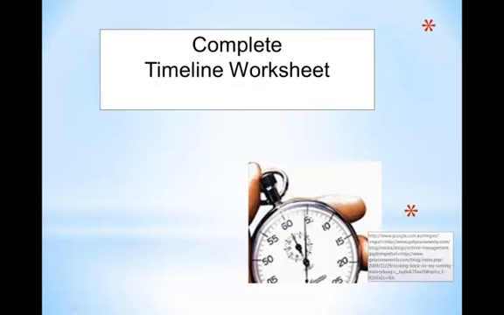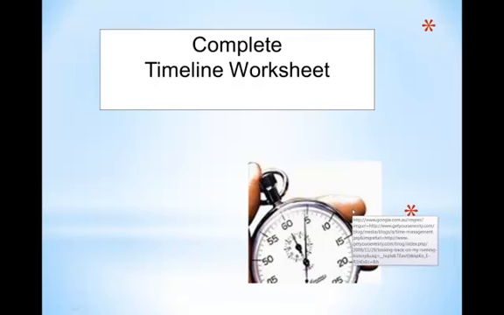Okay, the last activity you have on the other side of your worksheet, you need to draw yourself a timeline. Make sure you draw an even scale, and then you add the events after you've drawn your scale. So if you have any questions, please ask your teacher.